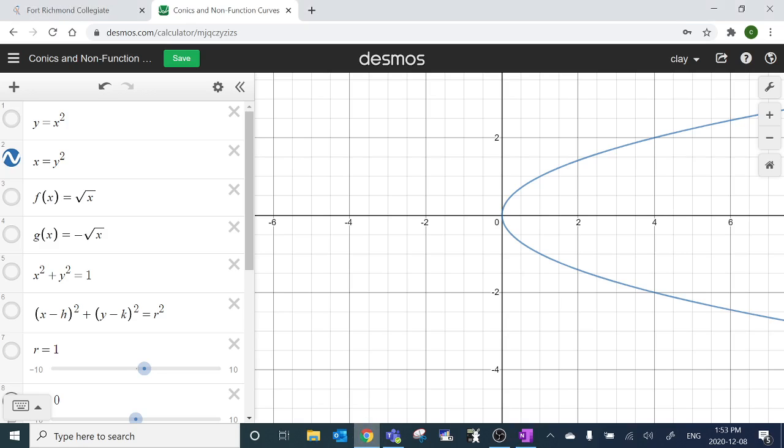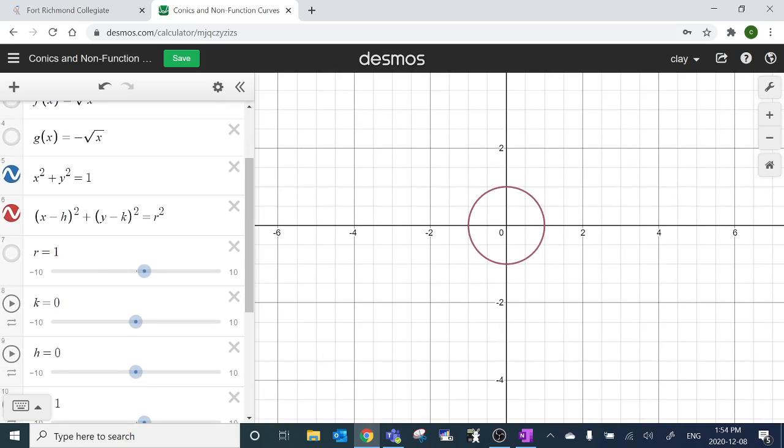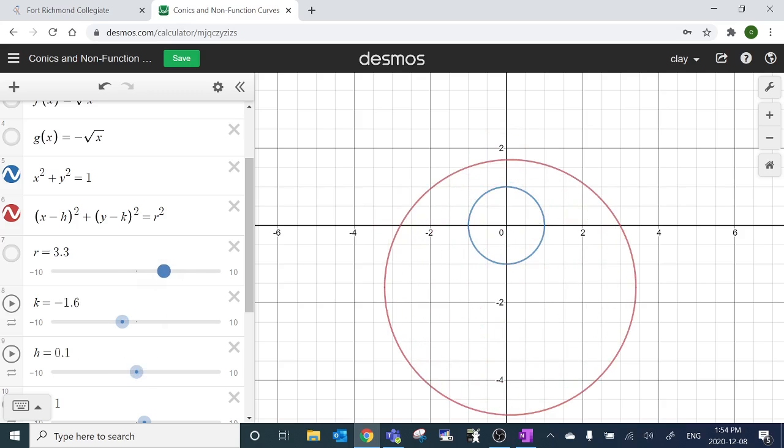For example, here is a circle. A lot of people didn't know that when you square x and square y, you get a circle. And this is a circle with a radius of 1. A more general equation for a circle is this guy right here, where h and k are the coordinates of my center point. So if I move h, I move the circle to the left or right. And if I move k, I move it up or down. And r is how big or small the radius is.